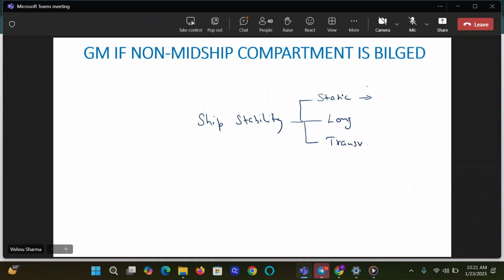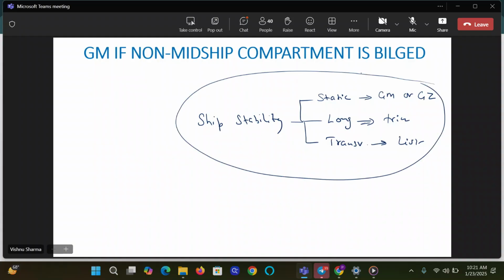The measure of static stability is GM or GZ. Longitudinal is trim, and transverse is list. This is what your three things are. Now, all three components of stability are important, but you can't calculate them in one formula and get a comprehensive output. No, they will be calculated separately.